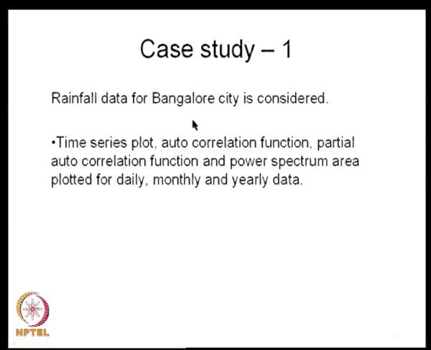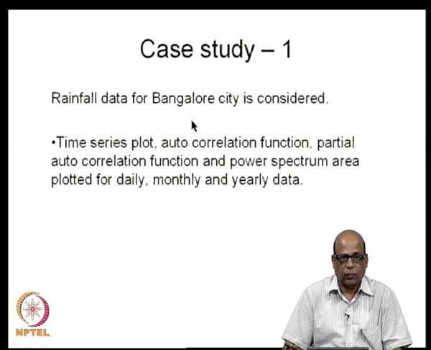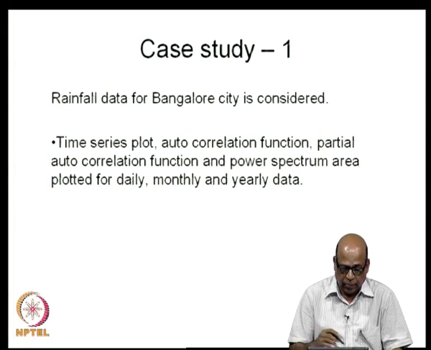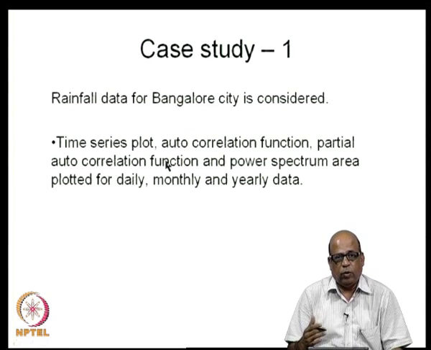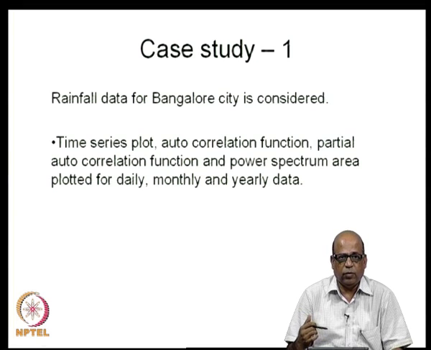Let us look first at the daily rainfall data. We consider daily rainfall data for Bangalore city for a certain duration, and for this daily data we plot the time series, autocorrelation function, partial autocorrelation function and power spectrum.